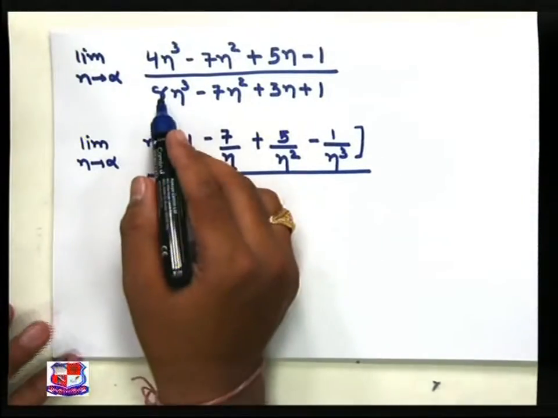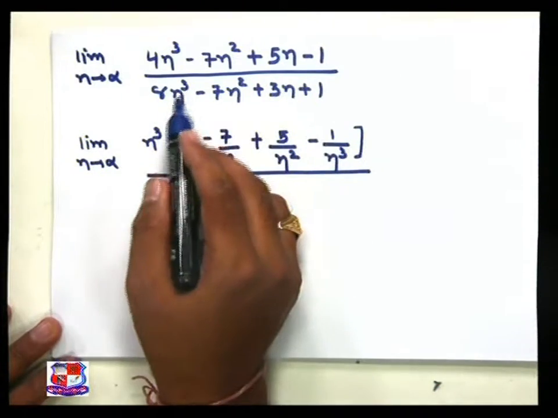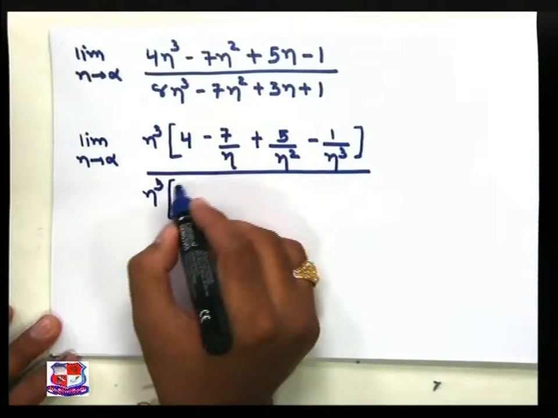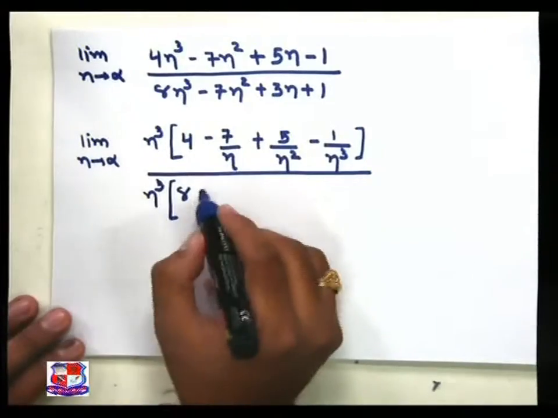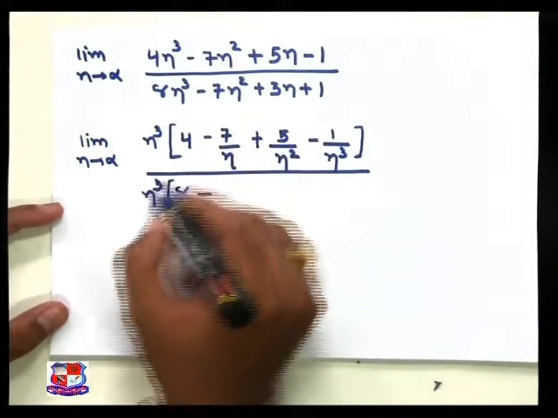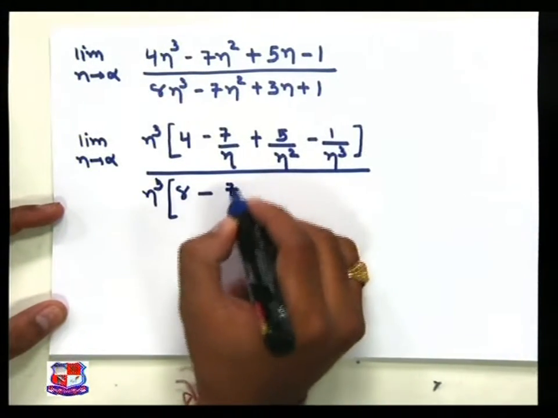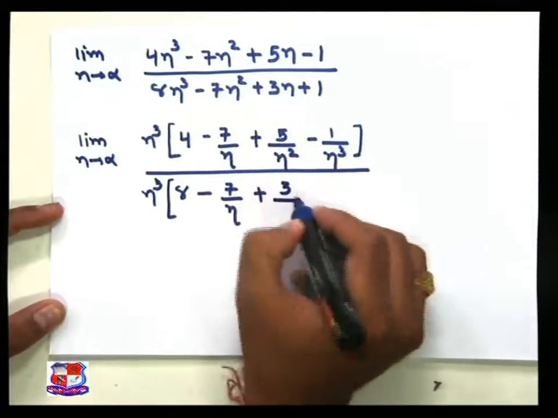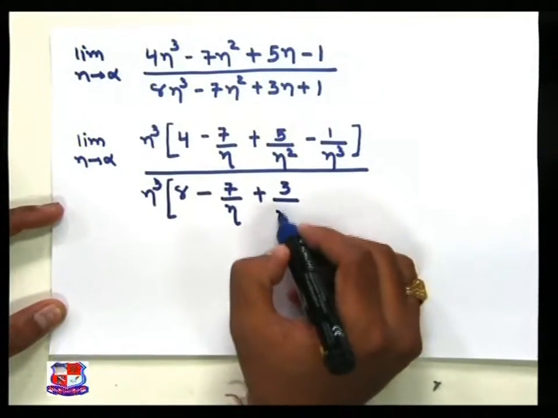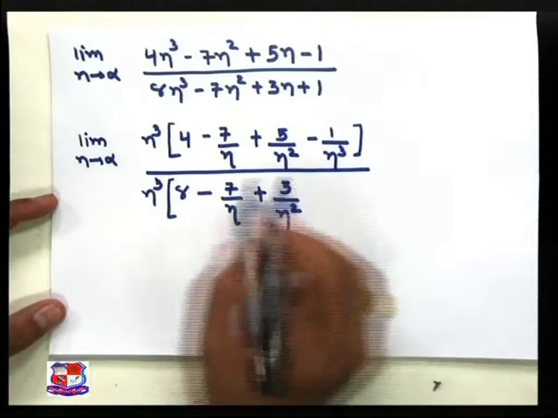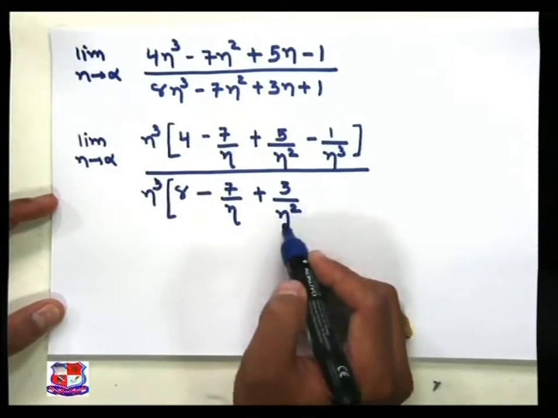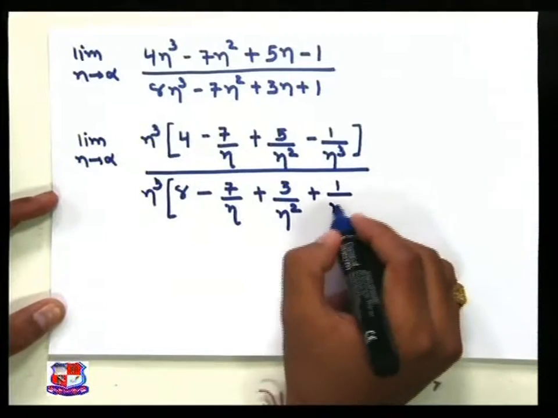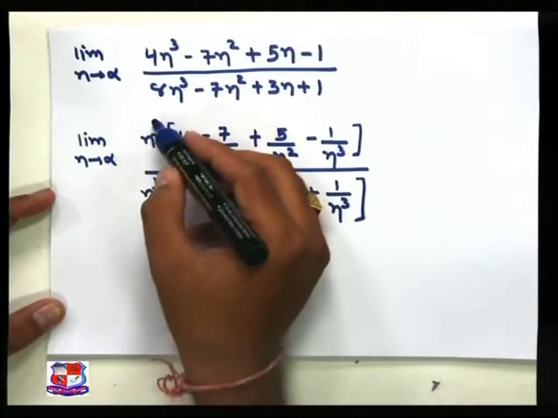divide by, here the maximum power of n is n cube, so again same, we take a common n cube, here remaining term only 8, minus here 7n square, but we take a common n cube, so we divide with n, here plus 3, here n and here n cube, so we require to divide with n square, the result is same, plus 1, no value of n, so we divide with n cube.